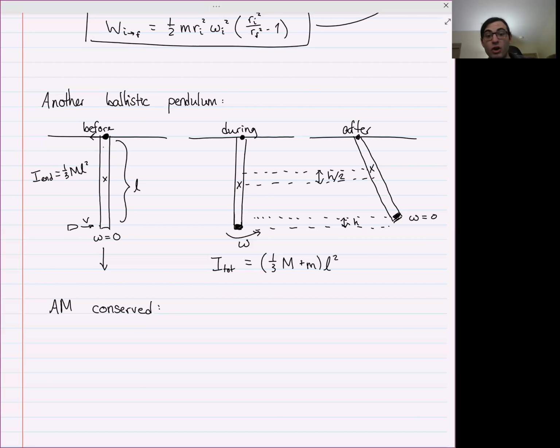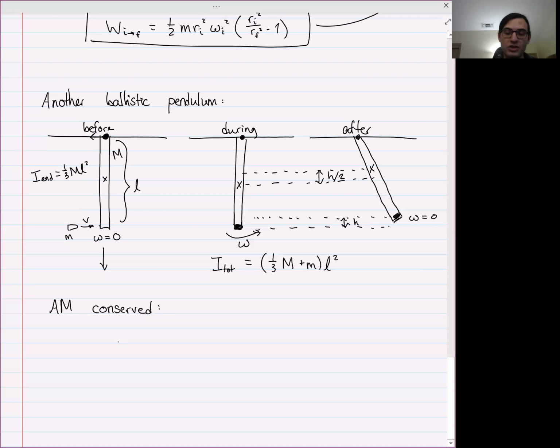The only other force that's external to the system is the force on the hinge. That's some sort of force that points left or right or up or down, but regardless of which direction it points, it produces zero torque because the force is at the pivot point. So that implies that the angular momentum is conserved, and we can write what the initial angular momentum is.